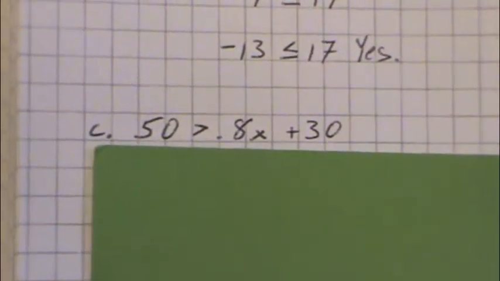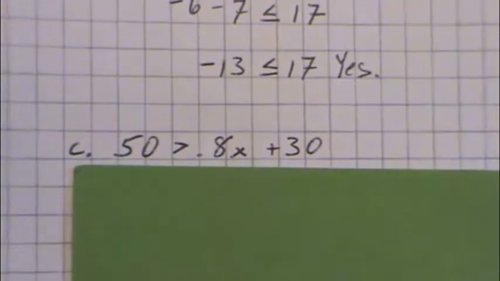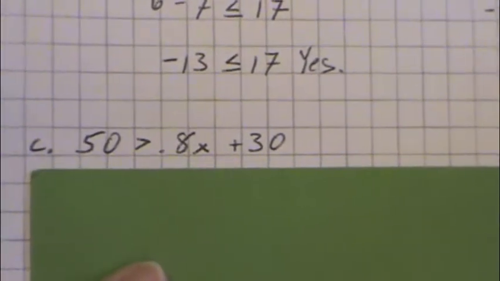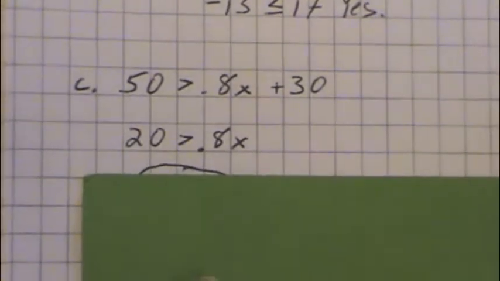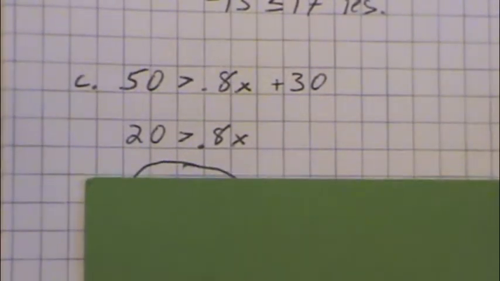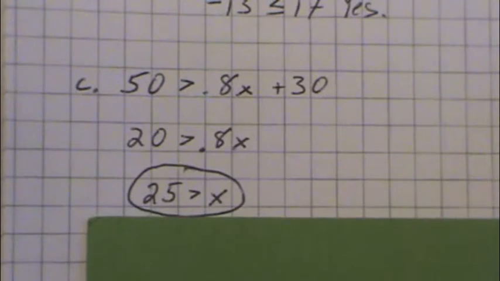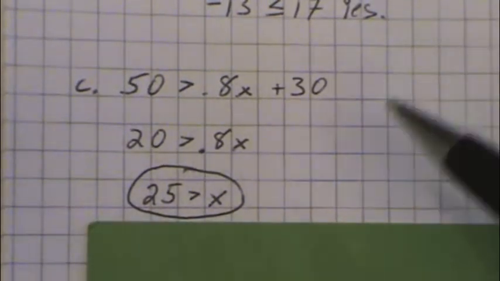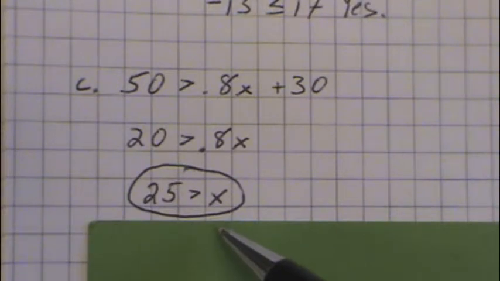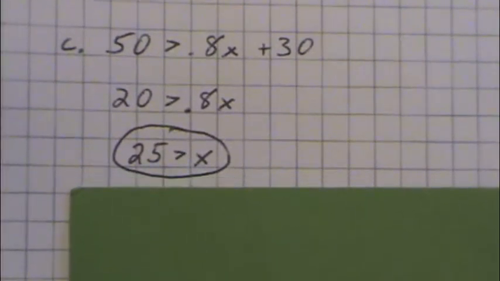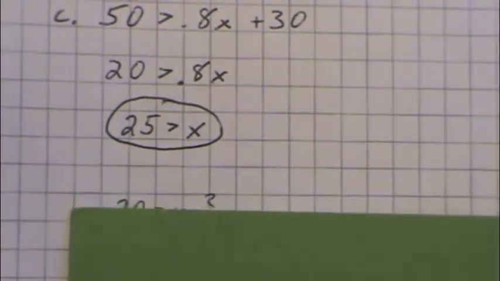Alright, letter C. 50 greater than 0.8x plus 30. First, let's get the 30 and the 50 on the same side. 20 greater than 0.8x. Divide by 0.8, and it's not negative, so the sign stays the same direction. 25 is greater than x. The other way to write this, x is less than 25. Check it. Any number less than 25 should work.